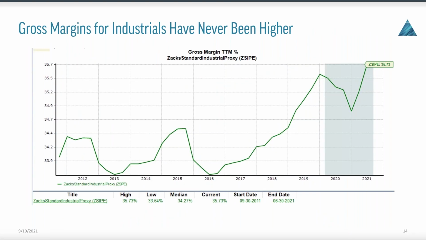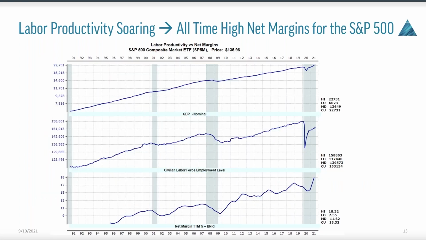Gross margins for industrials. This is another thing to look at. So we want to look at what portions of the market are doing this. Because let's say the S&P is just dominated by Apple, Microsoft, Amazon, Google, right? So what if this is just tech stocks doing this?